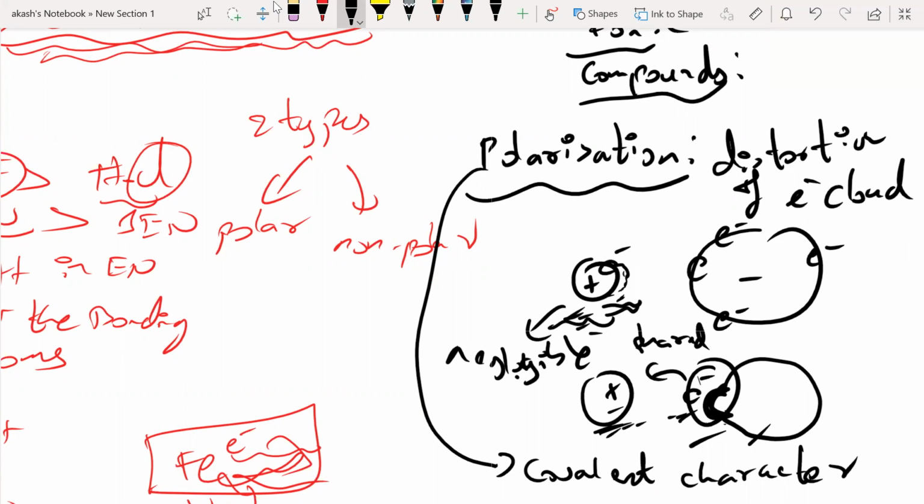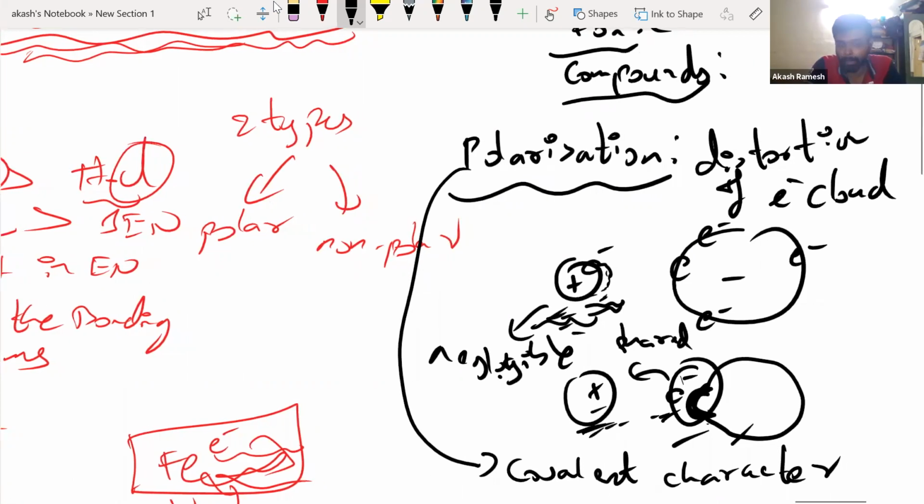Okay. Sir, yeah, tell me. Sir, the polarization in cation is negligible. Yes, correct. It is negligible. Correct. Yes, was that a doubt? Okay. Good. Yes, sir. Understood.